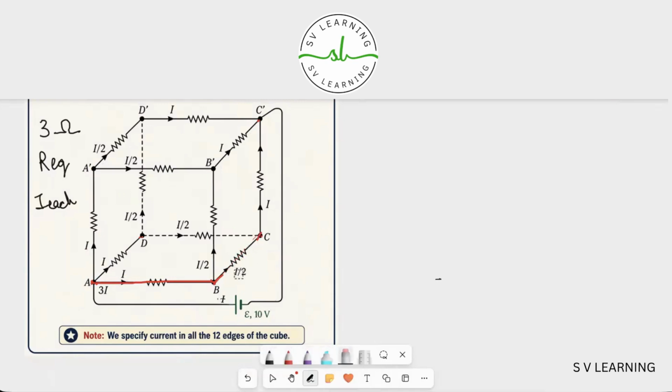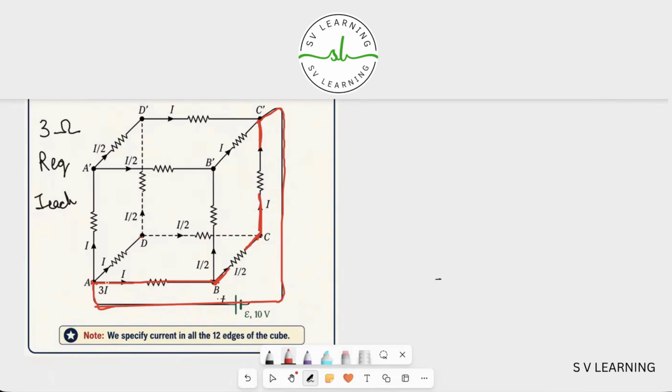A, B, C, C dash, and then coming back via this one. You can name it C, C dash, E, A, or you can just mention it as A, B, C, C dash, A, this loop. So now, let's say we apply Kirchhoff's law here.